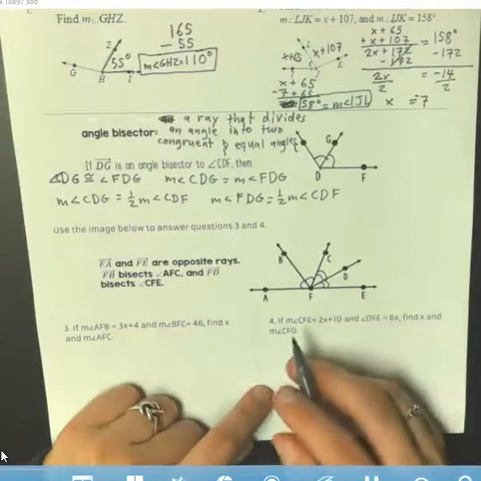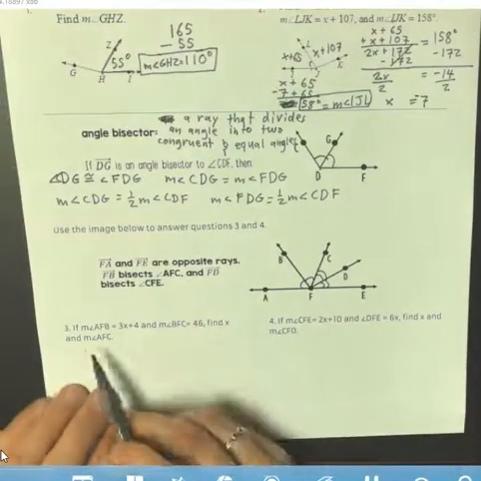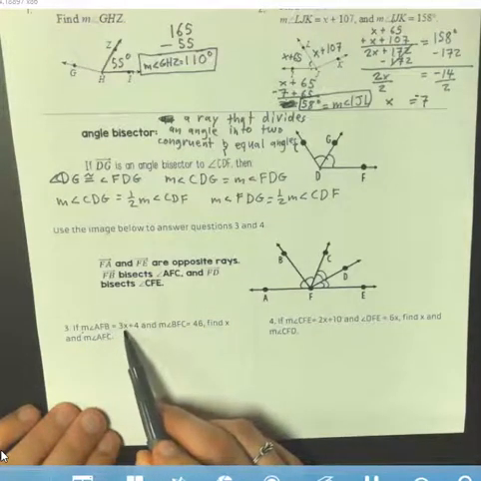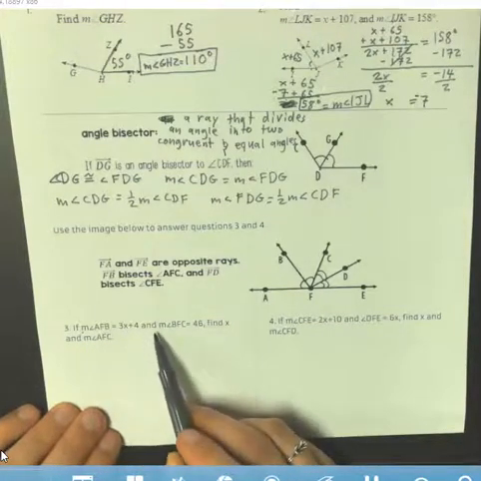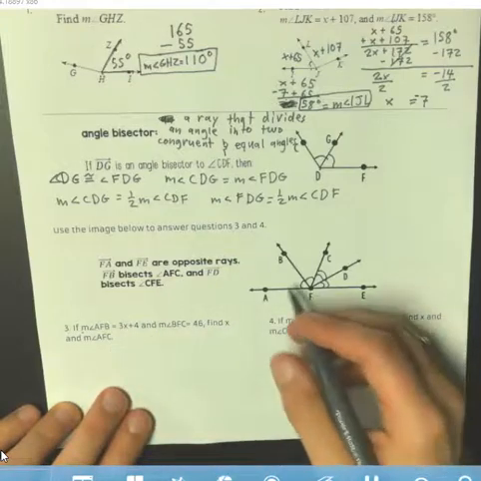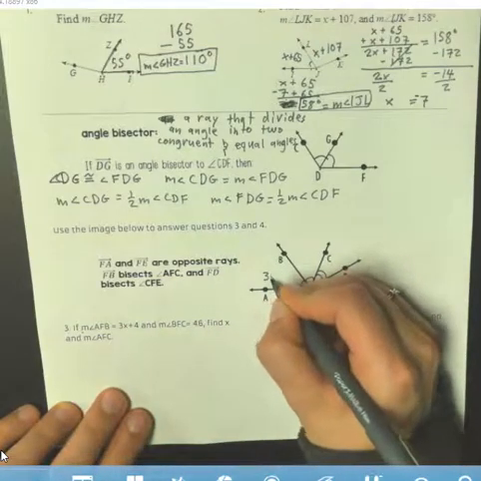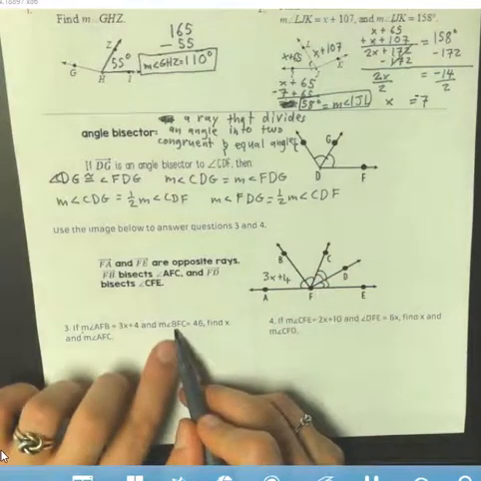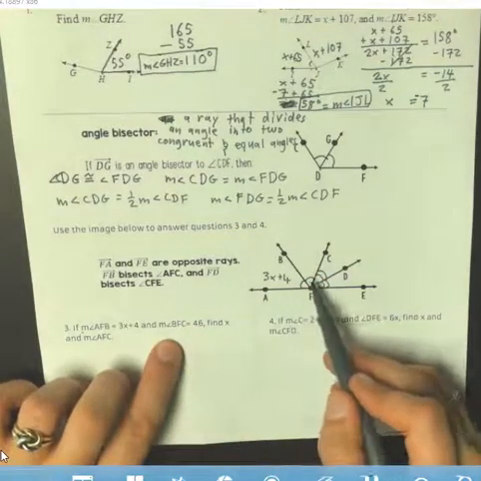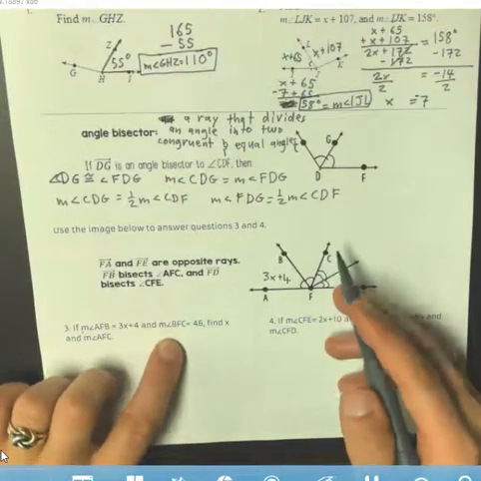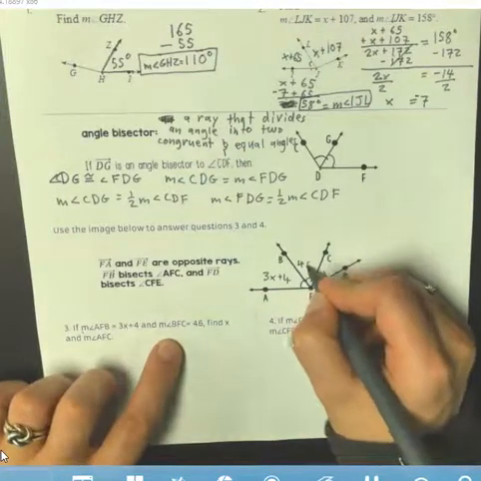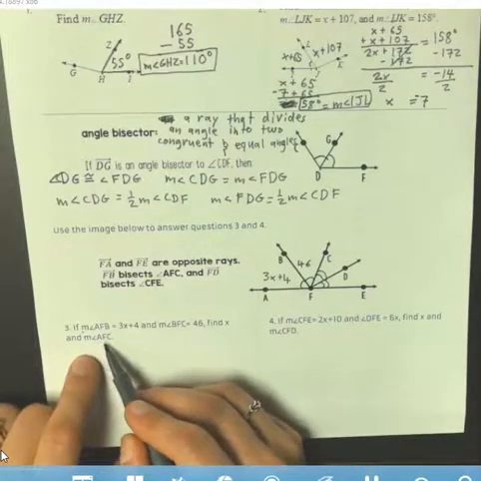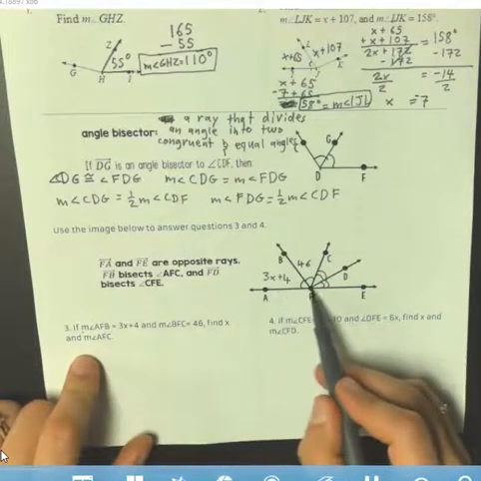That means this angle right here is equal to this angle right here. They're congruent. Okay? And then it says that if measure of angle AFB is equal to 3x plus 4, so AFB, this one is 3x plus 4, and measure of angle BFC is equal to 46, find x and measure of angle AFC. AFC is the big one.